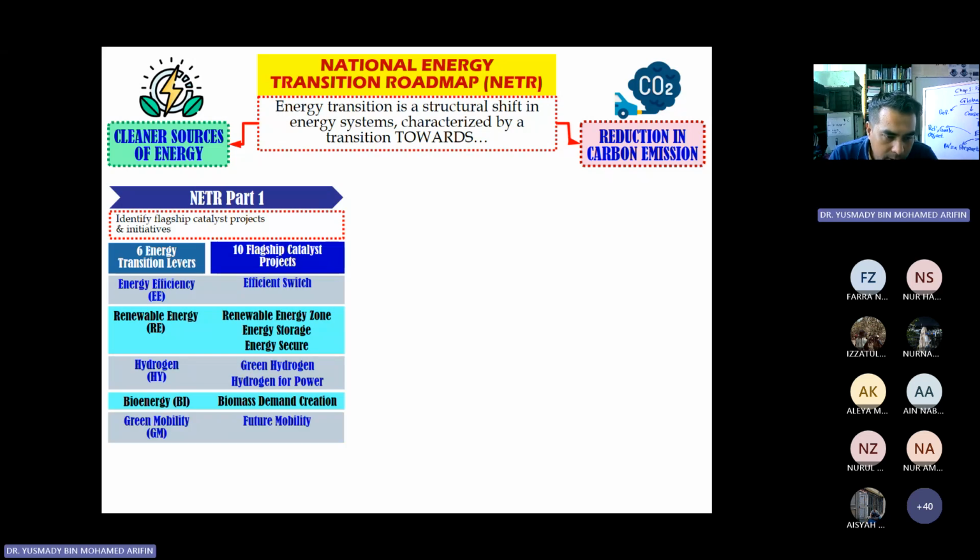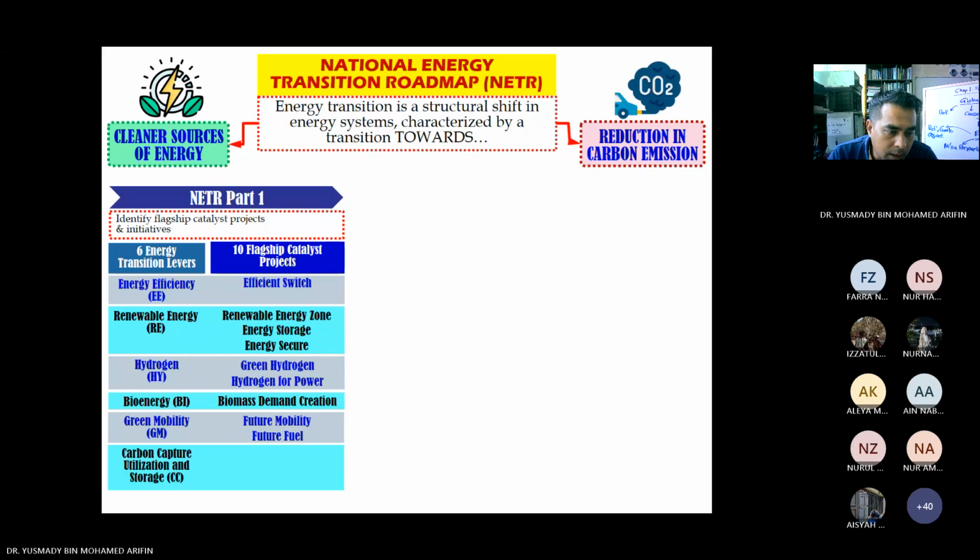Green mobility, for future mobility, especially the electric vehicle, and also try to create a project to invent new type of fuel. Okay. Carbon capture, utilization and storage, which means we need to have some sort of system to capture CO2 that is released from the industrial activities, from the car and so on. We need to capture the CO2 so that CO2 will not be released to the surroundings.